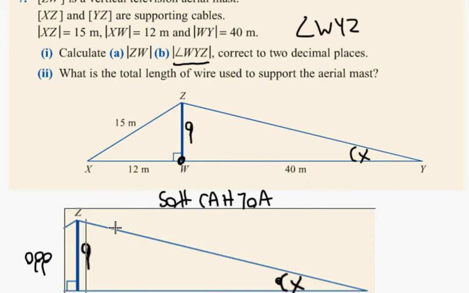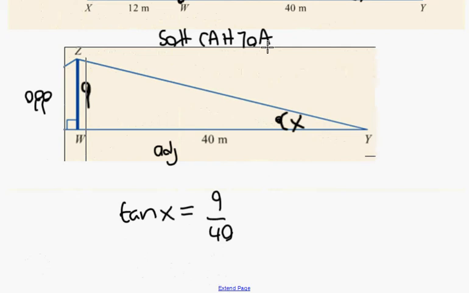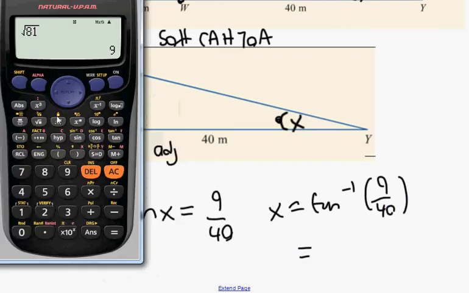Has to end in one of them. So which one is it going to end in? Tan inverse, cos inverse, or sine inverse? Tan inverse. X equals tan inverse 9 over 40. And what's tan inverse 9 over 40? Nine over 40, Charlie?